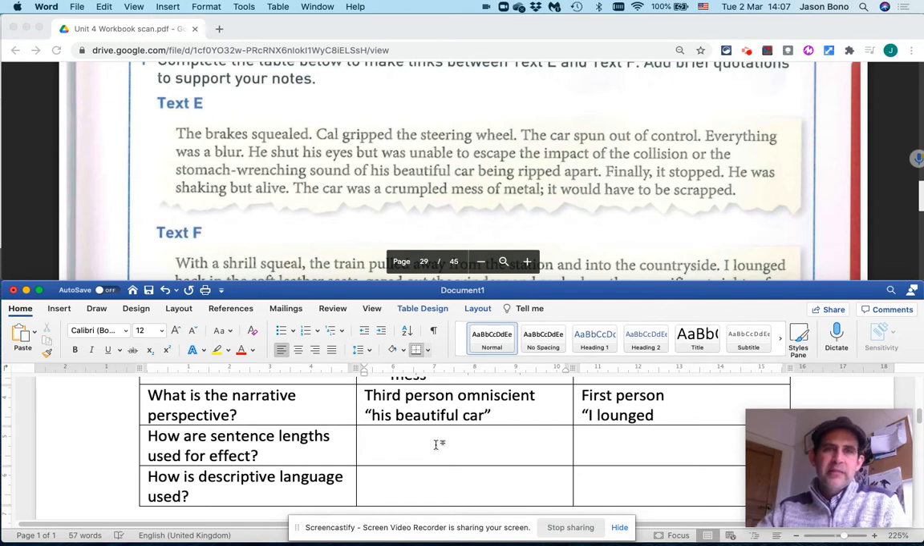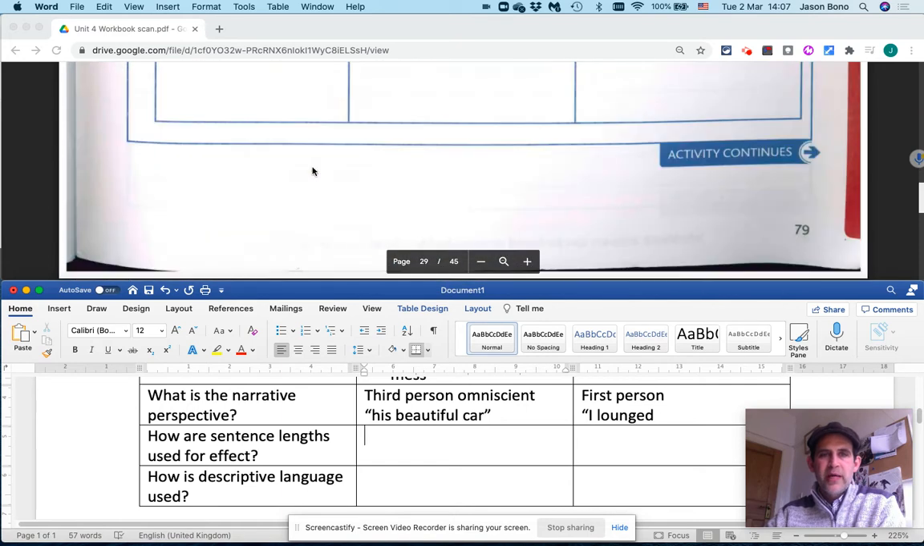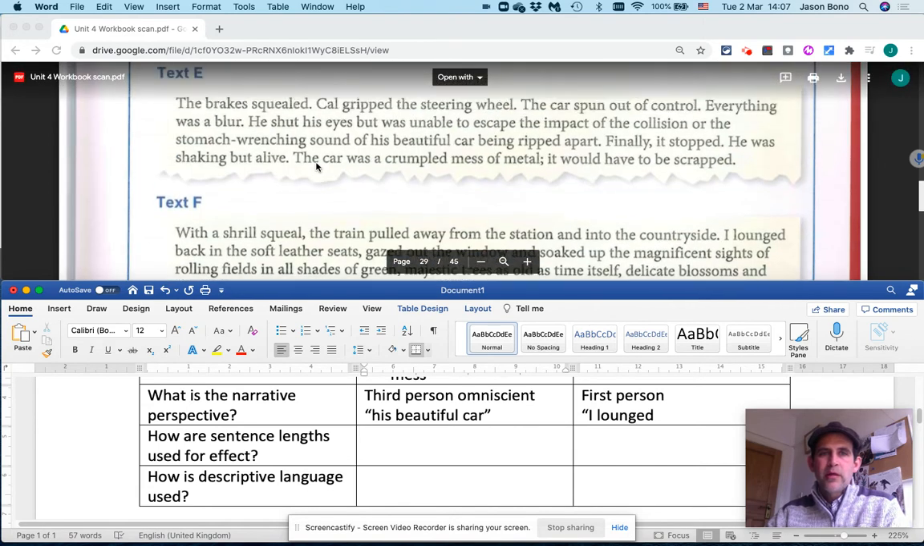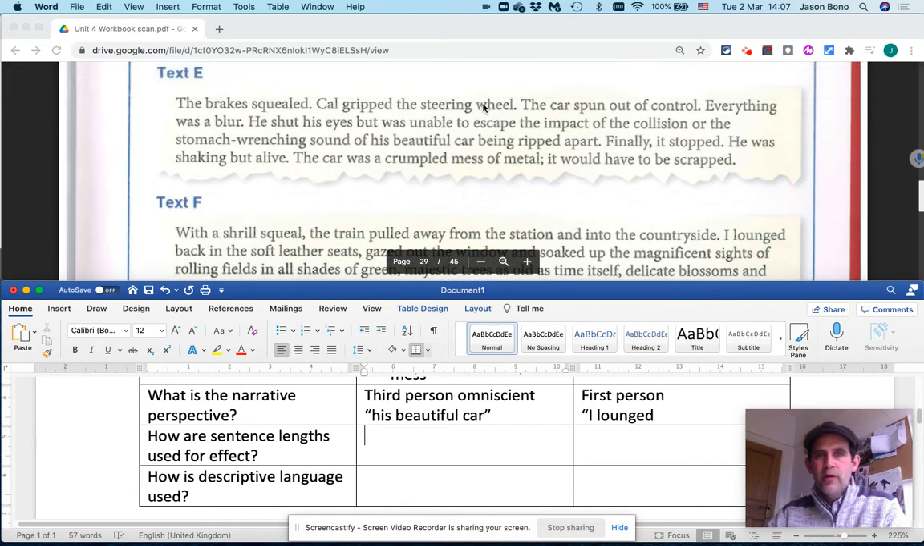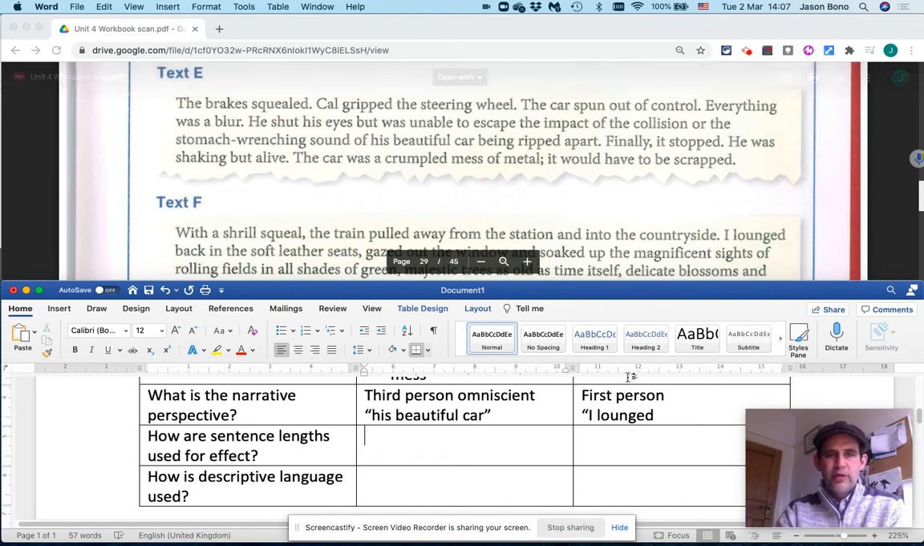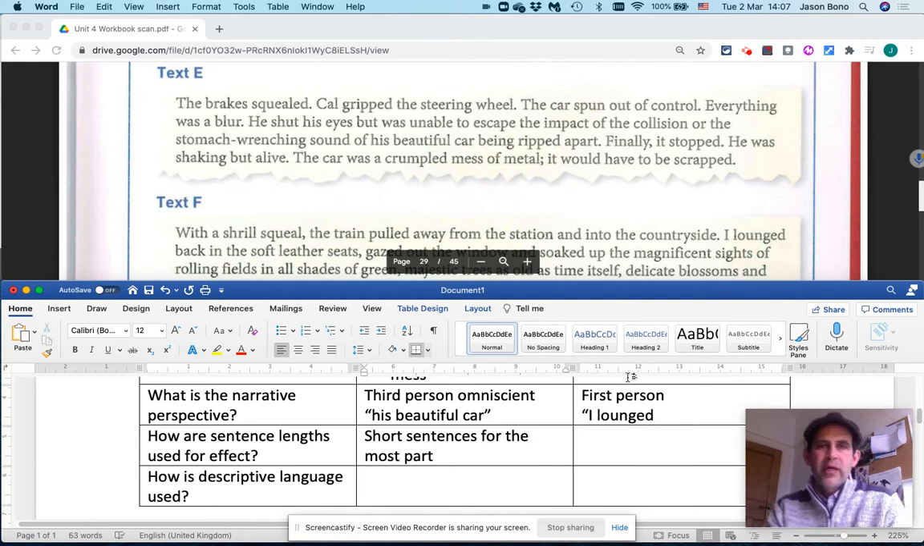Now, how are sentence lengths used for effect? One thing you'll notice in this first passage is that, the brakes squealed, Cal gripped the steering wheel, the car spun out of control, everything was a blur. We have very short sentences for the most part. There's one longer sentence, but mostly they're short sentences.